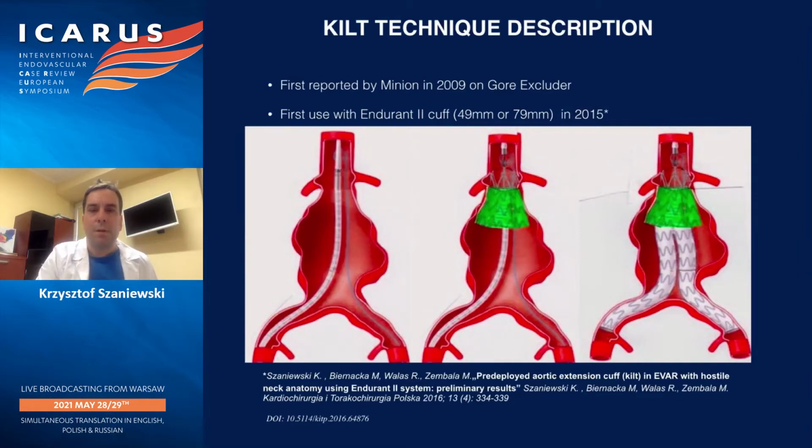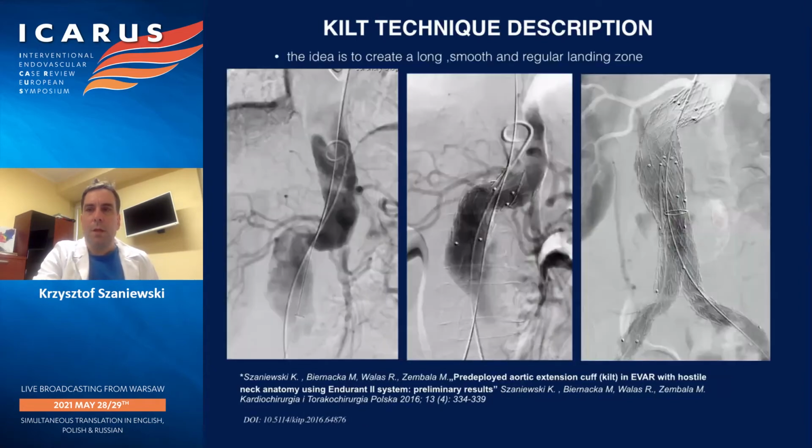Of course, there are different methods of dealing with the hostile neck problem, like chimney techniques or, for example, BEVAR, or of course, the best option, open repair, which is not available for all the patients we have. So this is one of the examples of a difficult neck and the kilt technique we used to solve the problem.